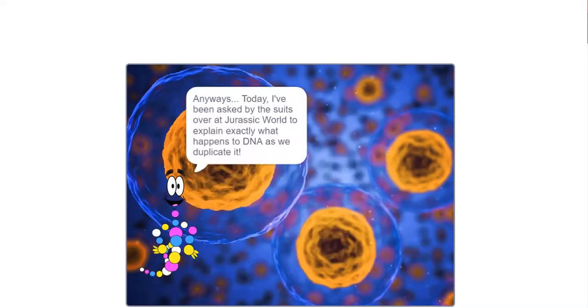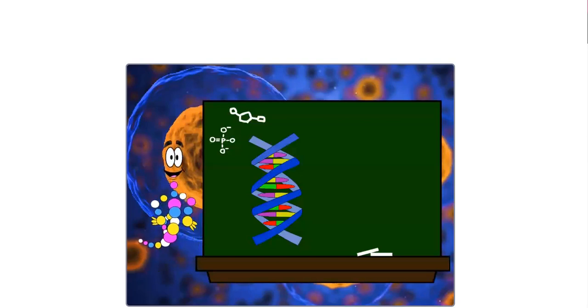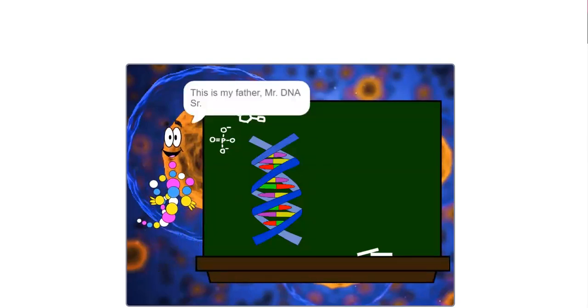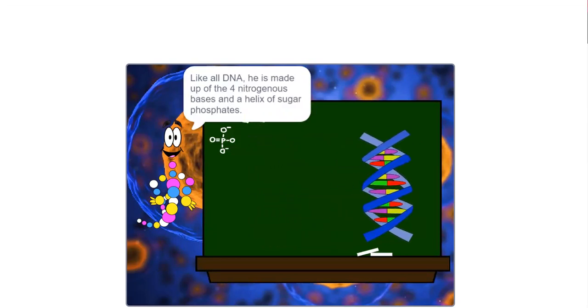Anyways, today I've been asked by the suits over at Jurassic World to explain exactly what happens to DNA as we duplicate it. Let's start with the basics. Me. This is my father, Mr. DNA Sr. Like all DNA, he is made up of the four nitrogenous bases and a helix of sugar phosphates.